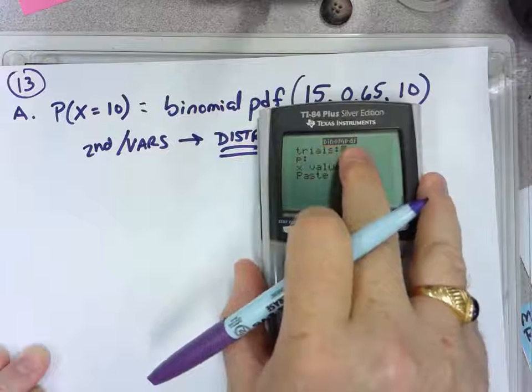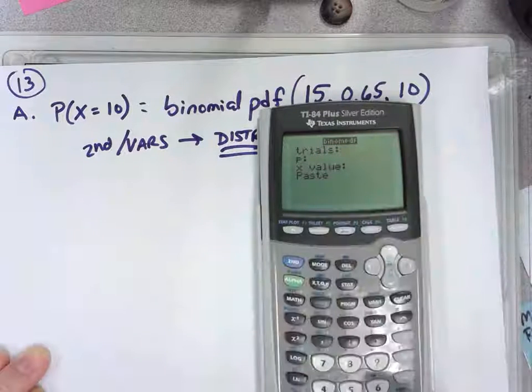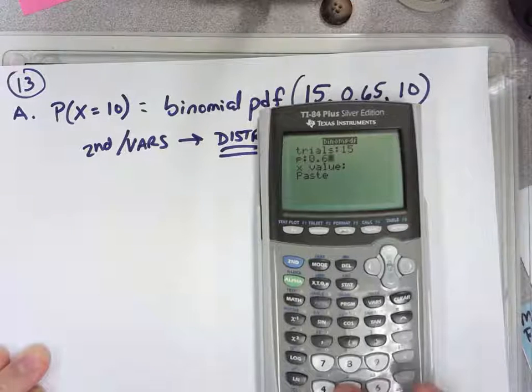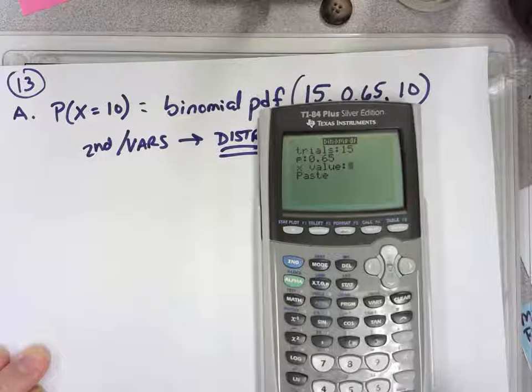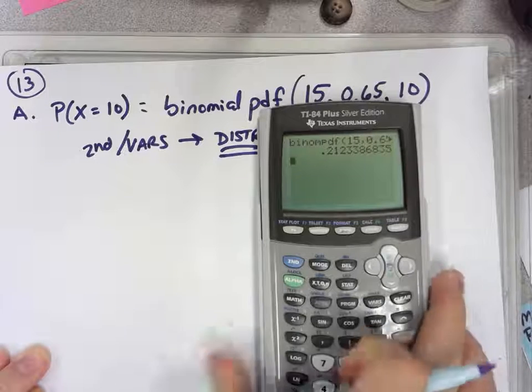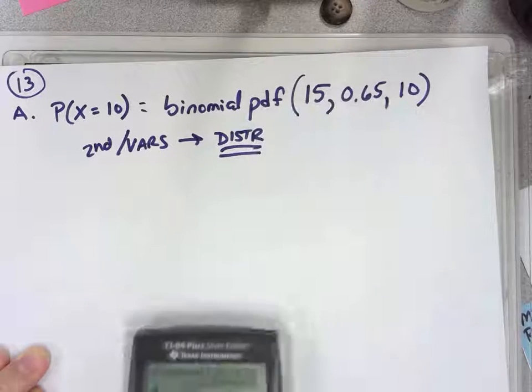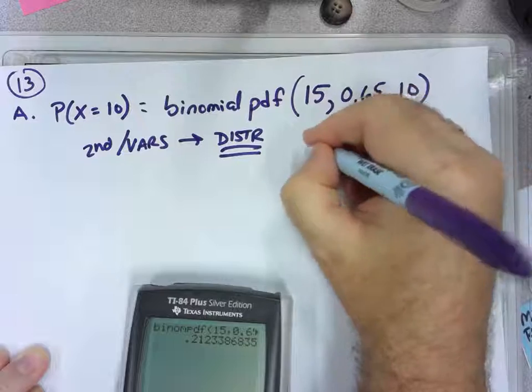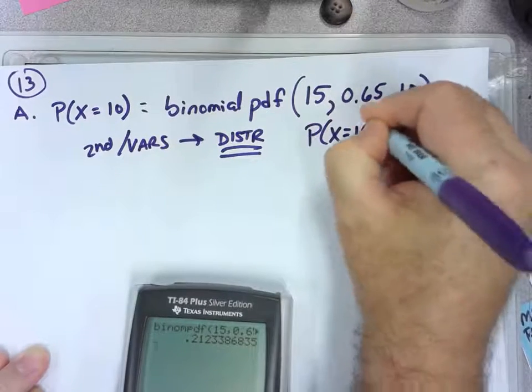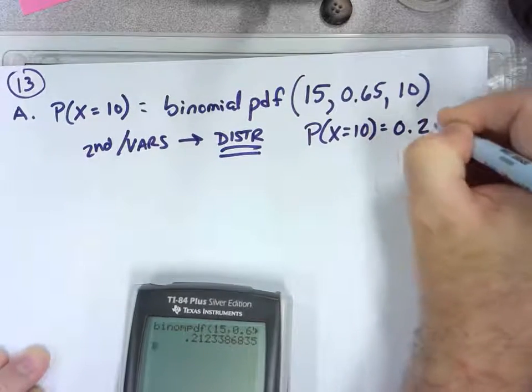I can do alpha A, and they tell you if you're on the right one, it's binomial PDF. The number of trials is 15. 0.65 is your probability of success, and 10 is the number of successes. Then you paste it, hit enter, and you get 0.212. So the probability that X is equal to 10 is 0.212.